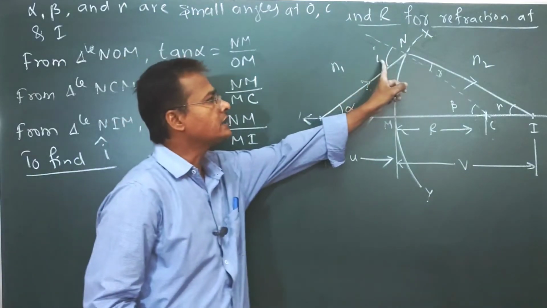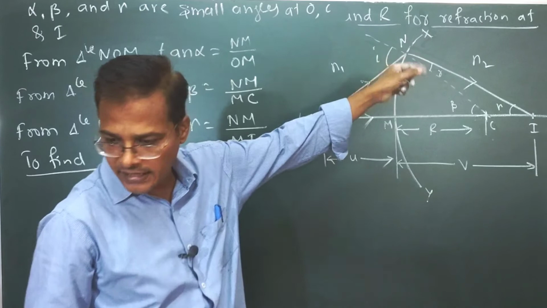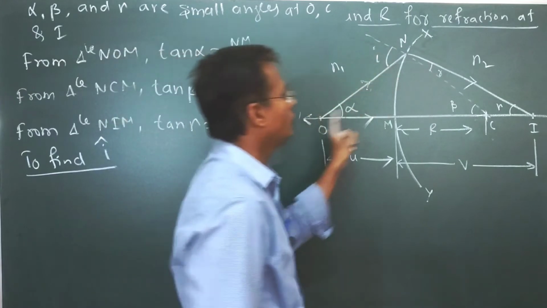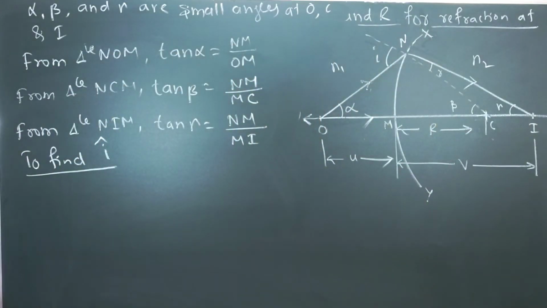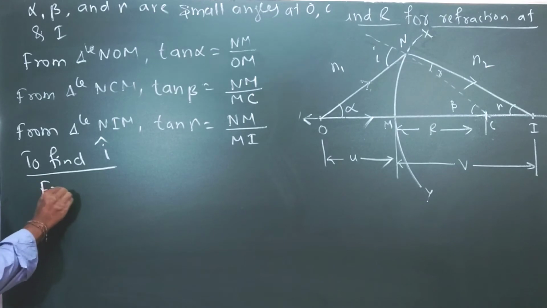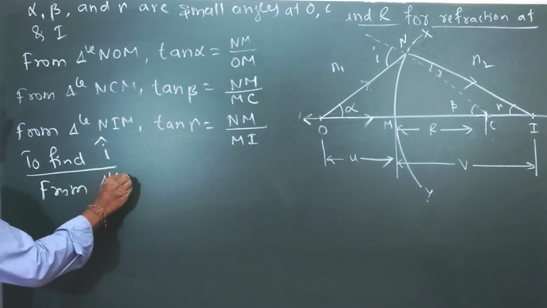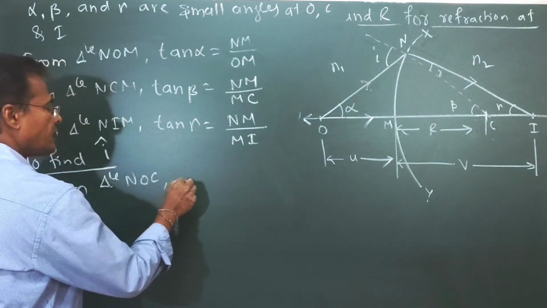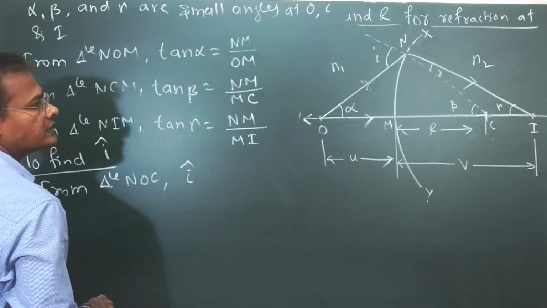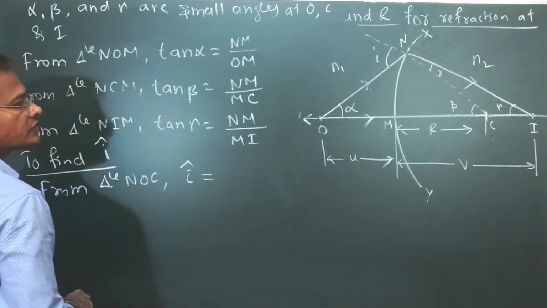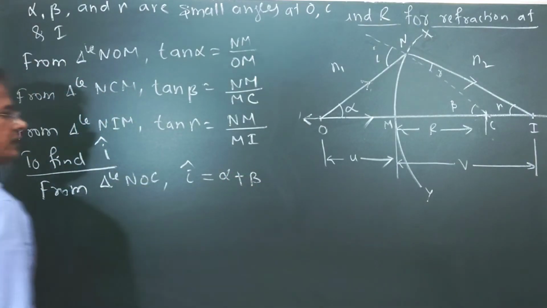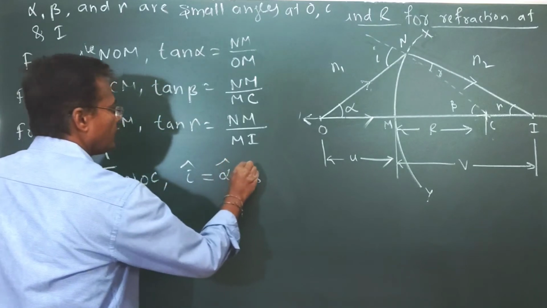This is an exterior angle for the water. From triangle NOC, we know that I is the exterior angle, which is the sum of the two interior angles, alpha plus beta.